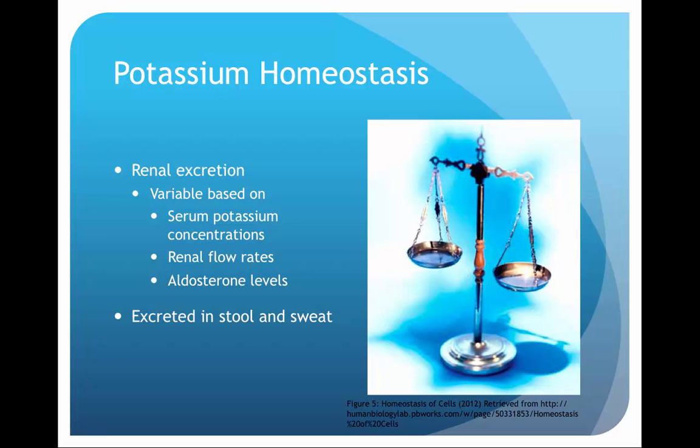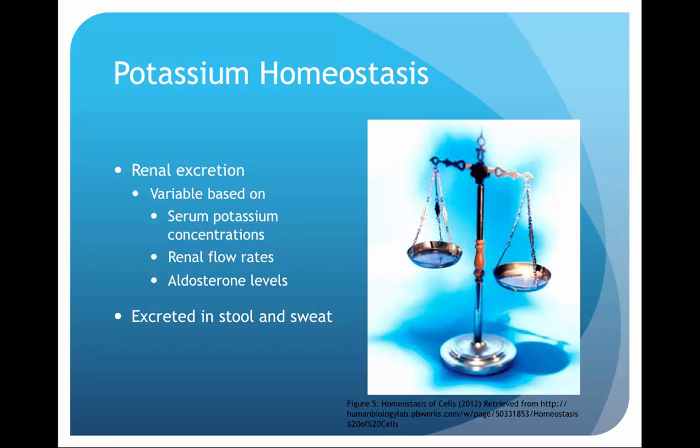Potassium homeostasis is maintained by renal excretion. It's also excreted to a lesser extent in stool and sweat. The amount of potassium that is excreted varies based on serum potassium concentrations. When serum potassium concentrations increase, then renal excretion will increase. When serum potassium concentrations decrease, then renal excretion also decreases.